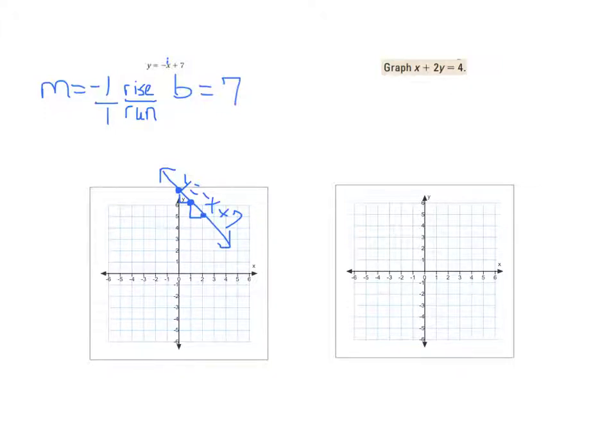Okay? Now, look at graph x plus 2y equals 4. What's wrong with this one? It's not in slope-intercept form. So I want you to pause the video and I want you to isolate y. I want you to put this equation in slope-intercept form and identify M and B.